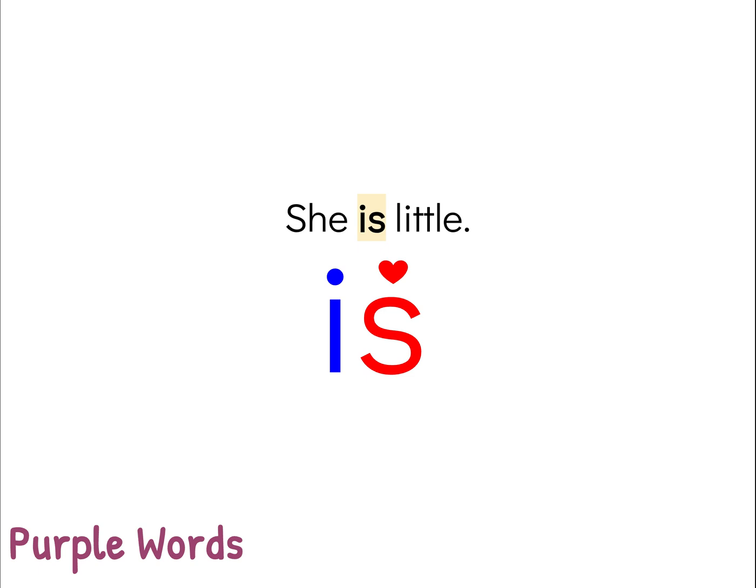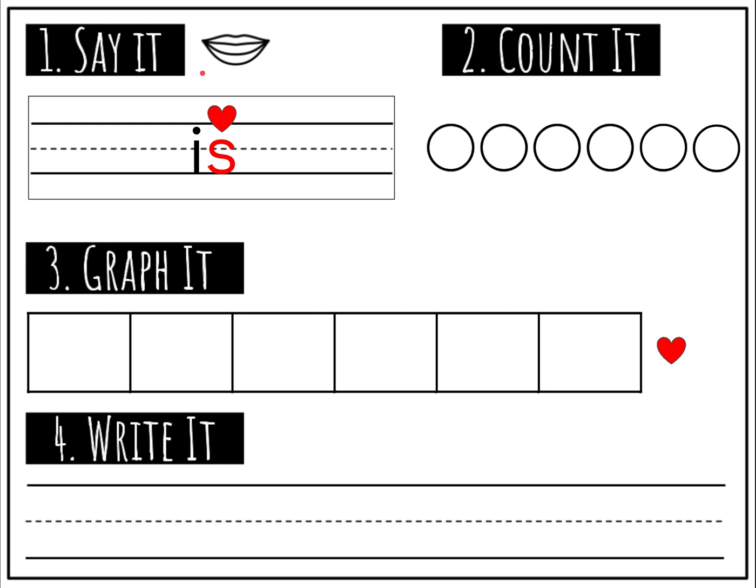Here, the next word is is, like in the sentence, she is little. Is. Once again, write is at the top. I, S, and I notice that there's a heart above the S, so we'll talk about that.